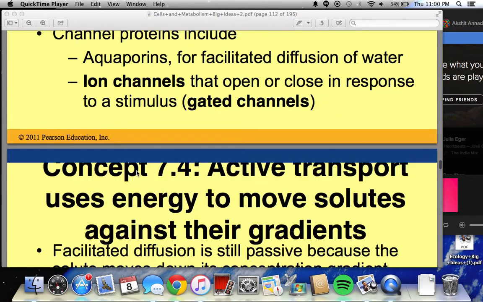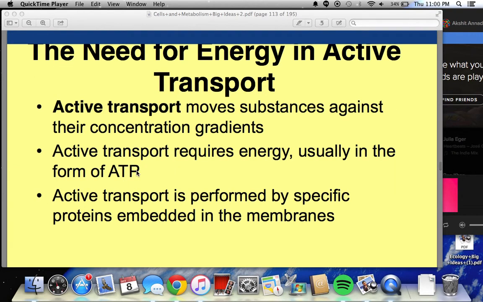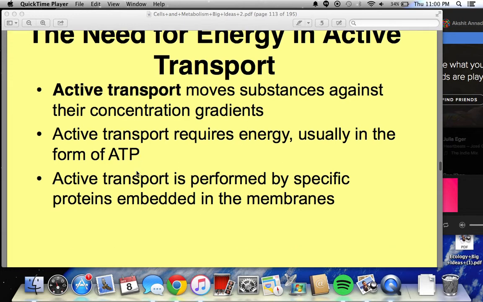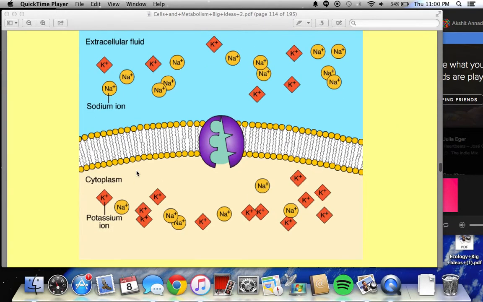I'm pretty sure there's an example of this at the end or a picture of it, and I'll show you that later. But active transport moves substances against the concentration gradient, so from low to high, and you need energy to do that because it's not natural. The energy comes in the form of ATP, and it's performed by specific proteins, and I'll show you them right now. The most common type of active transport for us is the sodium potassium pump.